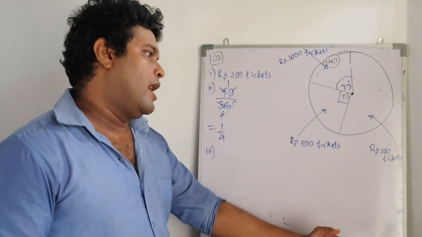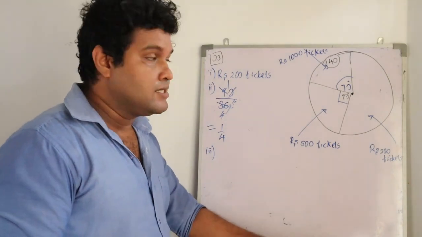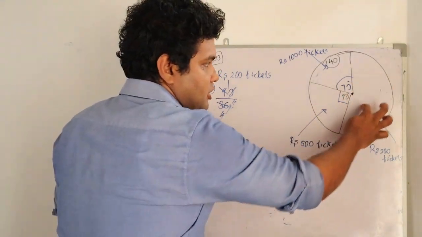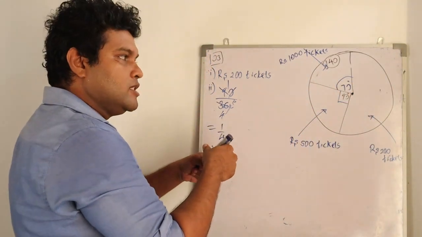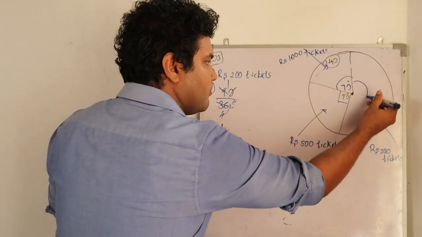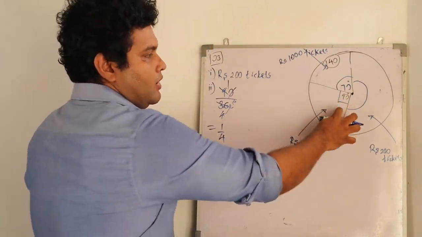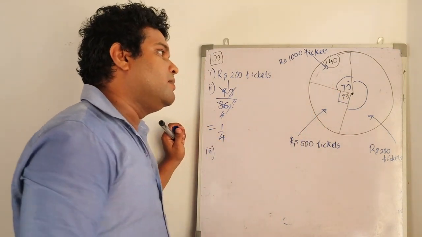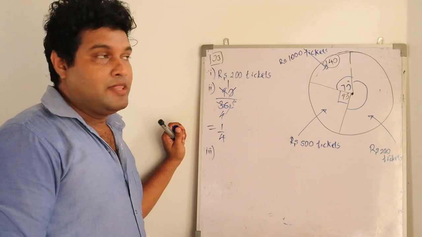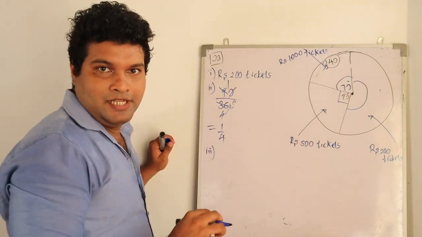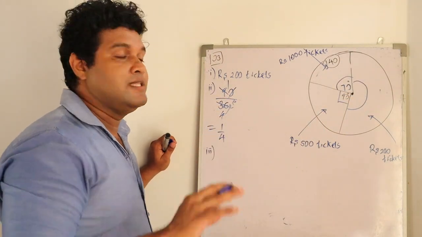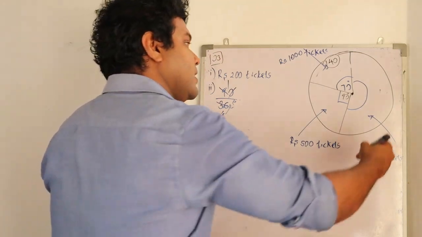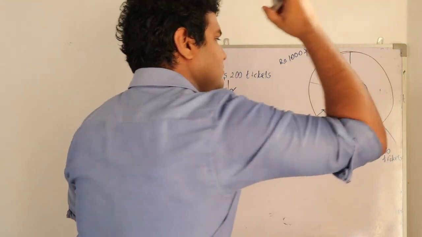Before we find the number of 200 tickets, always we have to check the fraction. Yes, it's a possible one. What's the possible fraction? The total is 90 plus 70. What is the sum of 90 plus 70? 160. The total angle is 360. If you subtract this 160 from 360, it is 200 degrees.